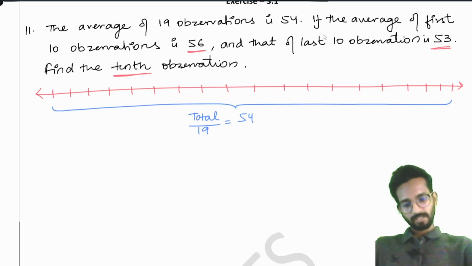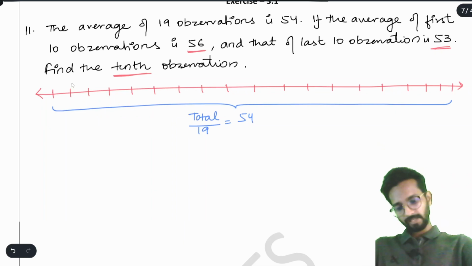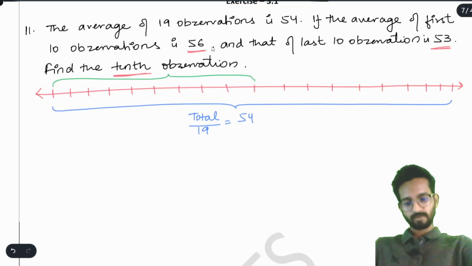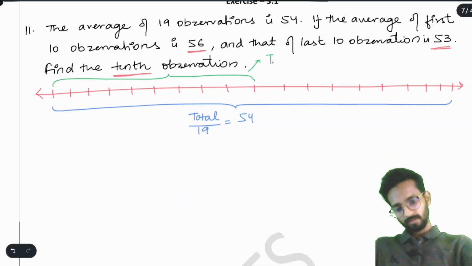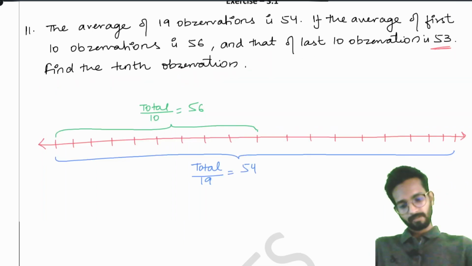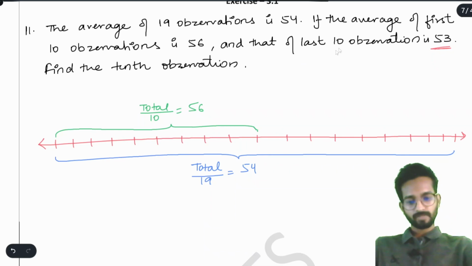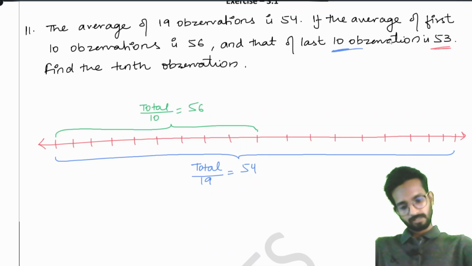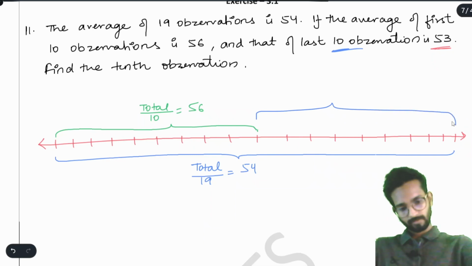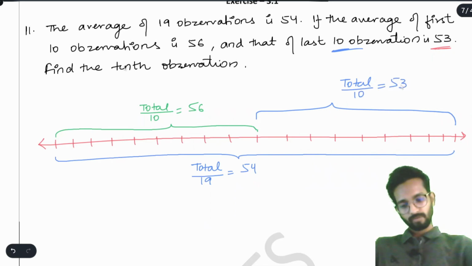Now what is it saying? If the average of first 10 is 56, it means first 10, it will go 1, 2, 3, 4, 5, 6, 7, 8, 9, 10. This 10 number observation is 56. So I can say for this total by 10 is equal to 56. Understand? Average of first 10 is 56 and that of last 10 observation it is 53. So this is the last 10, from here to here. This total by 10 is equal to 53. But what we have to find is the 10th observation. Which one is the 10th observation? See, this is our 10th observation.